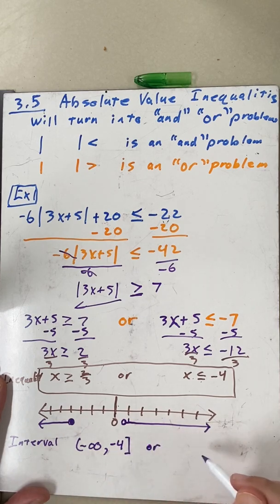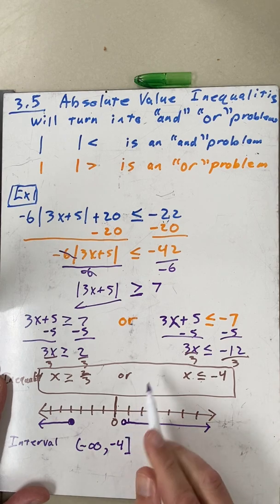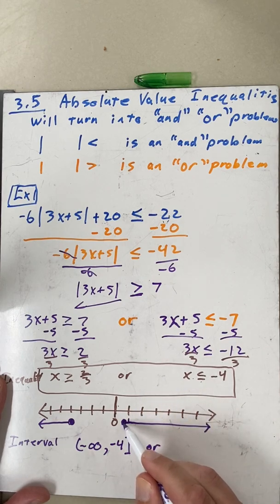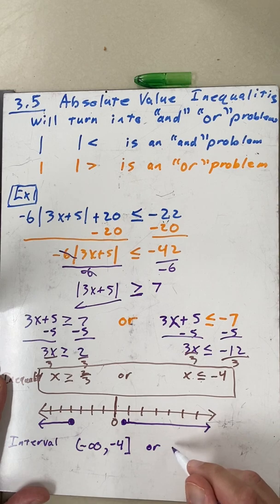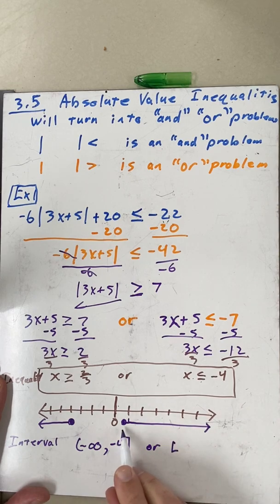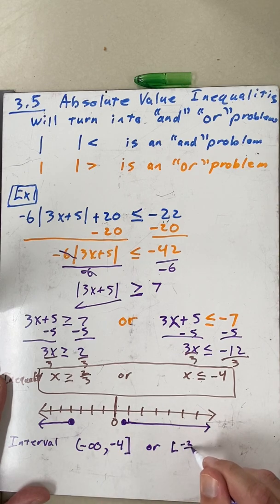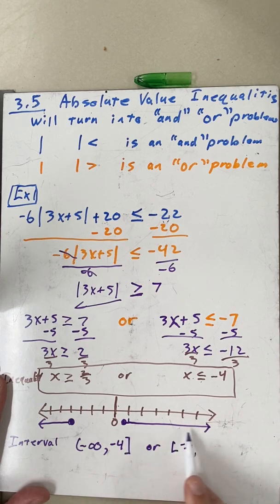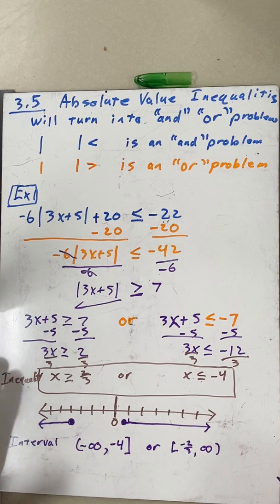I'm going to write the word or here. Oh, I should have put the bracket in here, 2/3, guys. My mistake. And once again, left side is 2/3, parentheses going all the way to infinity. All right, we'll go through one more example and then I'm going to show you a couple hints when things go bad.